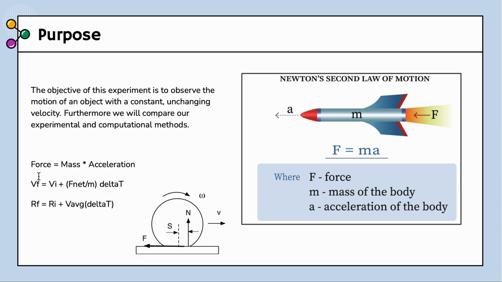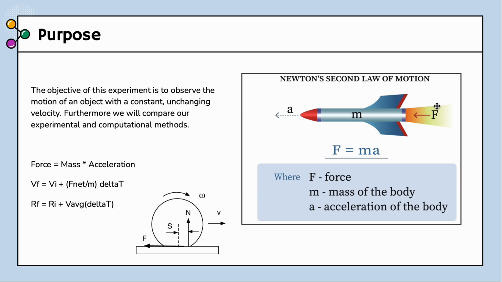There are three formulas that are going to be important to us in this experiment. The first one is Newton's second law of motion, which is force is equal to mass times acceleration. Then this is a velocity update formula, and this is a position update formula, which is going to be useful to us in our computational method in our GlowScript code.